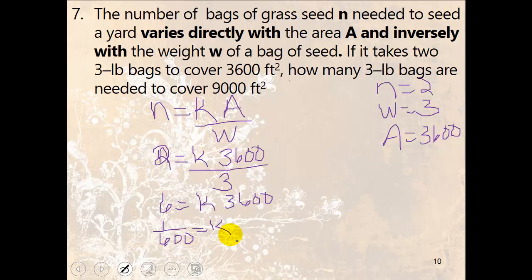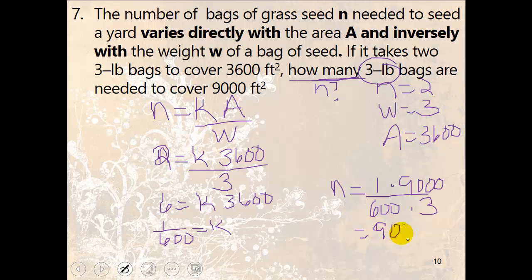Now I'm going to plug K in and then the other information. So it says how many 3-pound bags. So what am I looking for? I'm looking for N. That's my question mark. So N equals, all right, my K is 1 over 600. And then area, I need to cover 9,000 feet squared. So I'm going to multiply that 1 times 9,000. And then what's the weight of each bag? Well, that's 3 pounds. So 3 goes in my denominator. And when I calculate that, it's 9,000 divided by 1,800, and that gives me 5 bags.